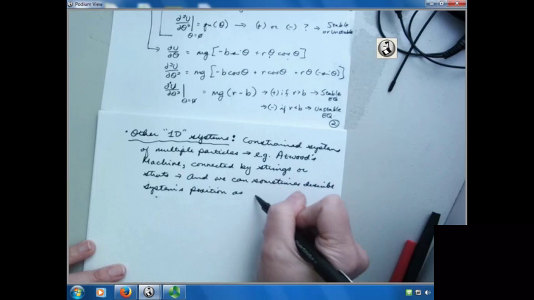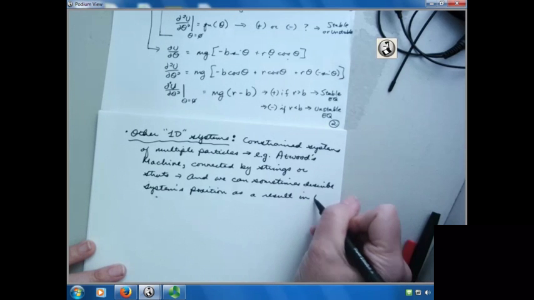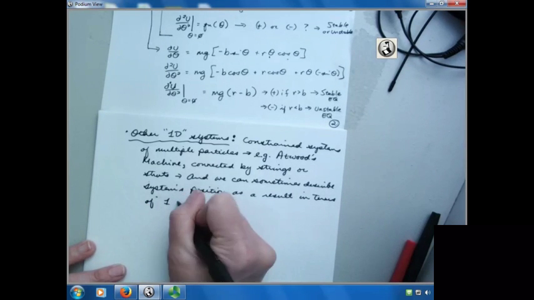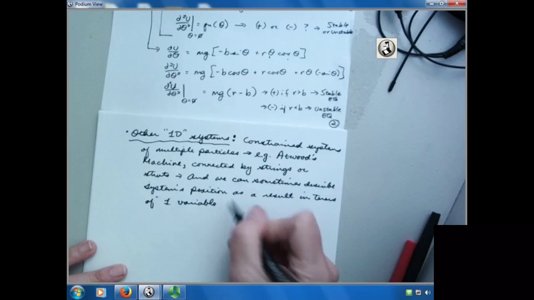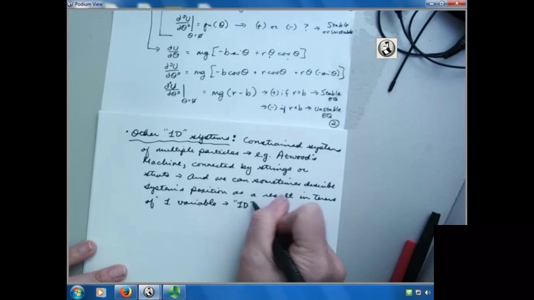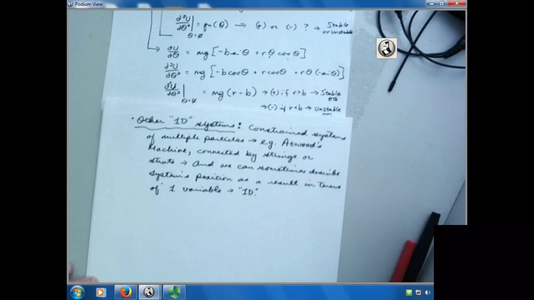As a result. Okay, and so if that's the case, we describe it as a 1D system. But clearly it would be taking up 3 dimensions of space.